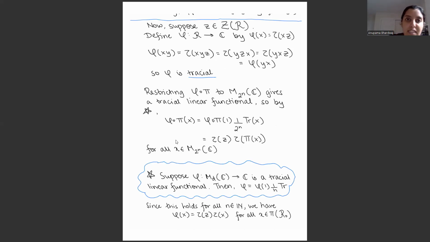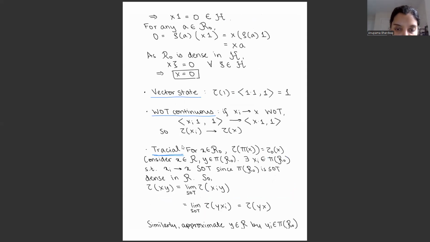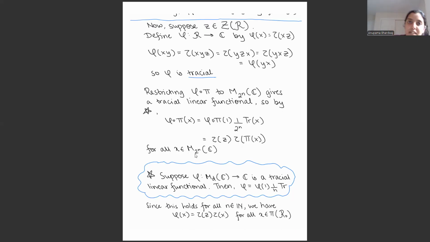Okay, now the next thing that I would want to show is that, wait, hold on, what just happened? Yeah. So now let's consider any z in the center of R.